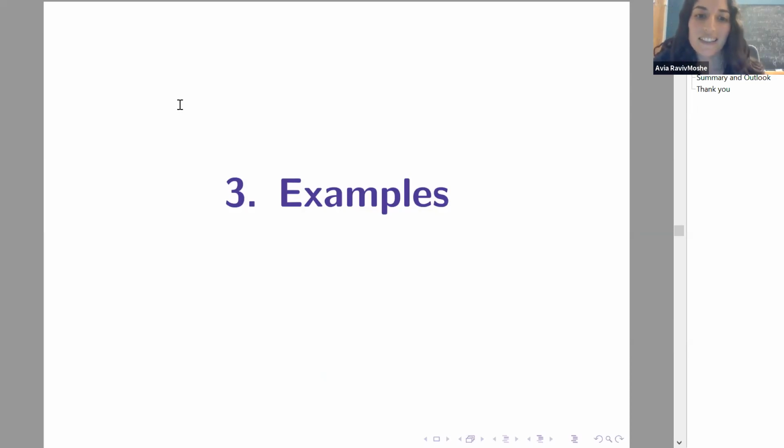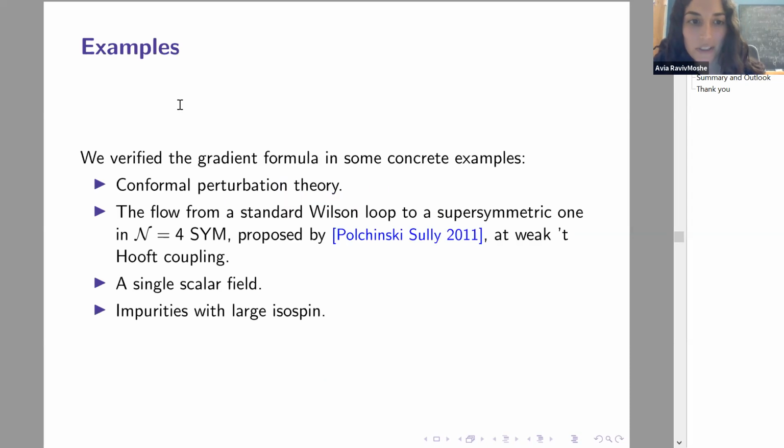Okay, so now I will show some examples. In 2D, there are plenty of examples that show that GUV is larger or equal to GIR. So we wanted to verify this formula in some concrete examples in higher dimensions. We did that in conformal perturbation theory, in 3 examples that I will show. First, the RG flow from the standard Wilson loop to the supersymmetric one in n equals 4, the flow that was proposed in the paper by Polchinski and Sally, at weak 't Hooft coupling. Second, a model consisting of a single scalar field, and third, models of impurities with large isospin.